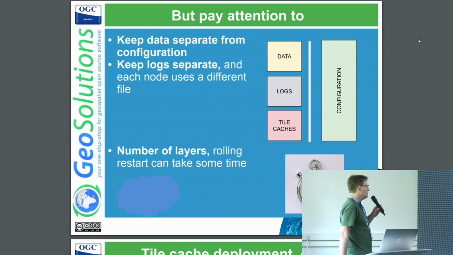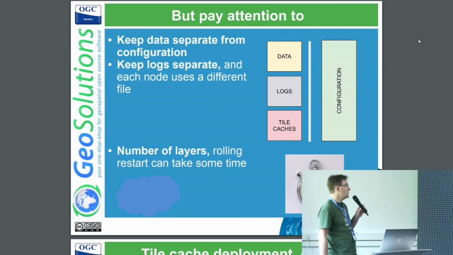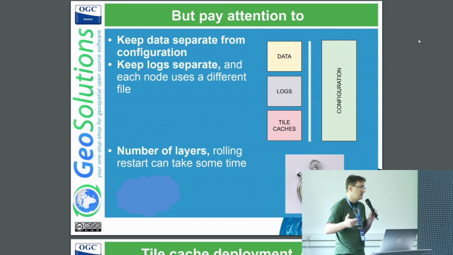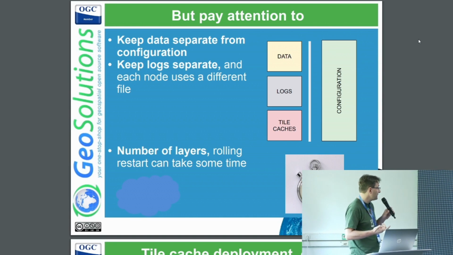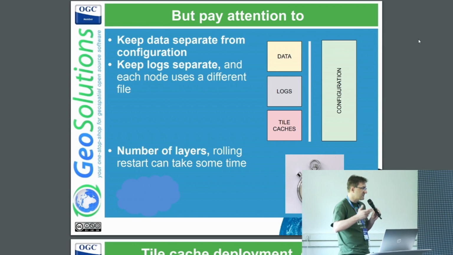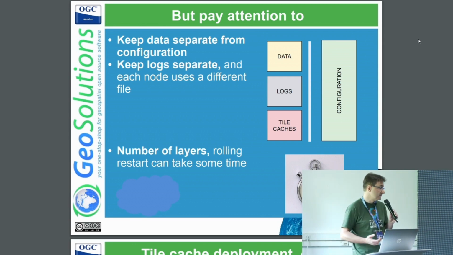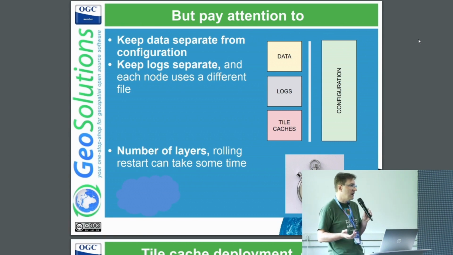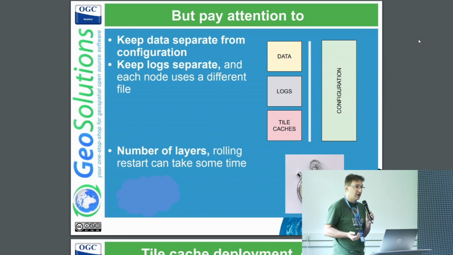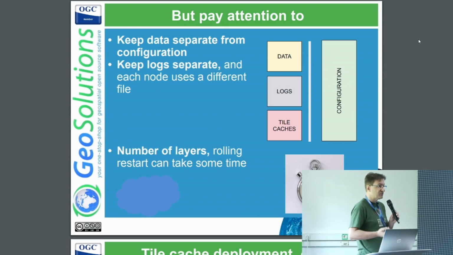There is one thing that you have to keep in mind. This model with rolling reload has a reload time which is proportional to the number of layers. So if you have only a few layers, it's a matter of seconds. If you have tens of thousands of layers, it might be a matter of minutes, depending on how fast the drives where you store the data directory are. And typically, you want to store at least the data directory on small, fast SSDs because of that.